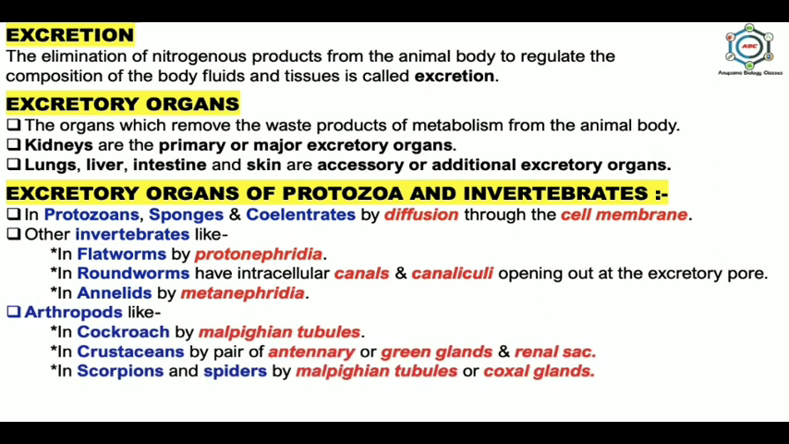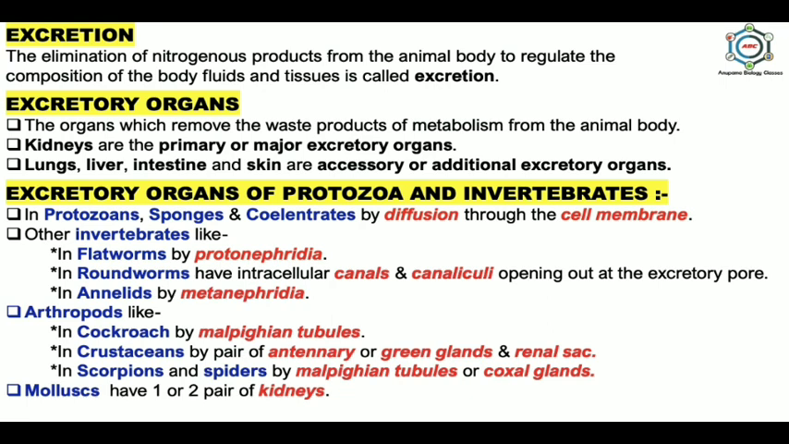In arthropods, like cockroaches, excretion is by Malpighian tubules that float freely in the hemocoel. So, what is hemocoel? Hemocoel is the cavity between the organs of arthropods and mollusks through which blood circulates. In crustaceans, excretion is by a pair of antennary or green glands and renal sac. In scorpions and spiders, it is by Malpighian tubules or coxal gland.